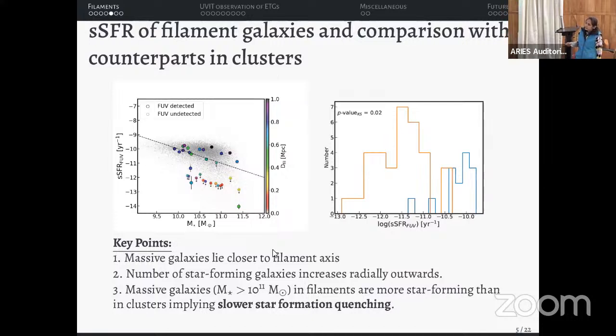As expected, the galaxies that were undetected had lower star formation rate than the galaxies that were detected. And this here is for the distance from the filament spine. Most of the galaxies with high star formation rate lie on the outer edges of the filament.